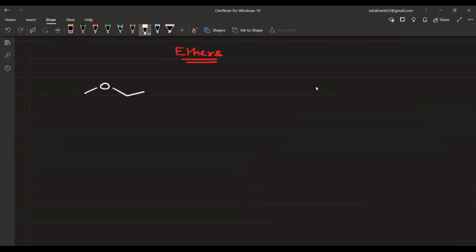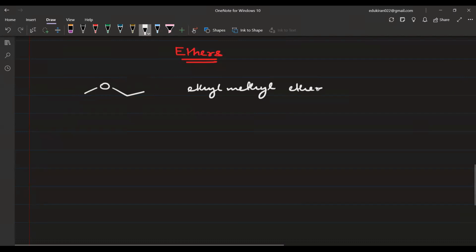So the common names of ethers are also like this. We have here an ethyl group, and here we have a methyl group. So we can write this as ethyl methyl ether. That means we have two different alkyl groups around the ether oxygen. When we write ether, that means we have an oxygen atom, and ethyl and methyl mean that on either side of the oxygen atom, we will have alkyl groups.